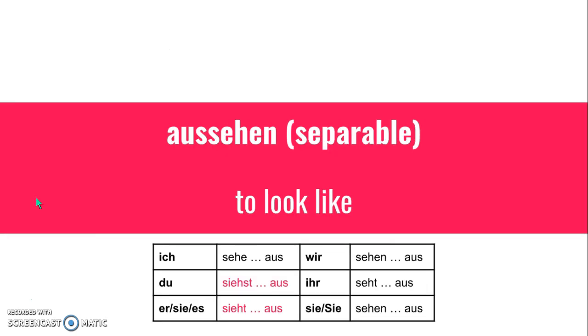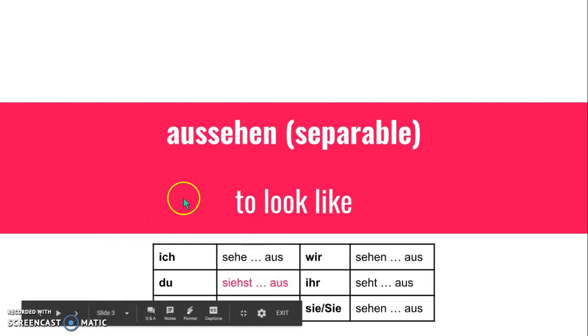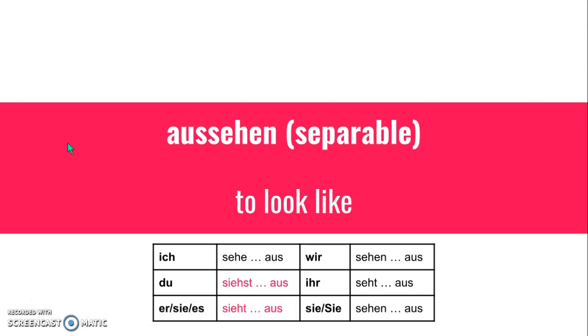One example of these verbs is aussehen, and aussehen is separable. It means to look like. So the separable part is aus, which you can see here, and aus moves to the end of the sentence when it's conjugated. The other part of the verb, sehen, is conjugated, and you can see in the boxes below that the du and er/es forms are different. The only difference is that we have ie instead of just an e. Otherwise, the endings are the same.